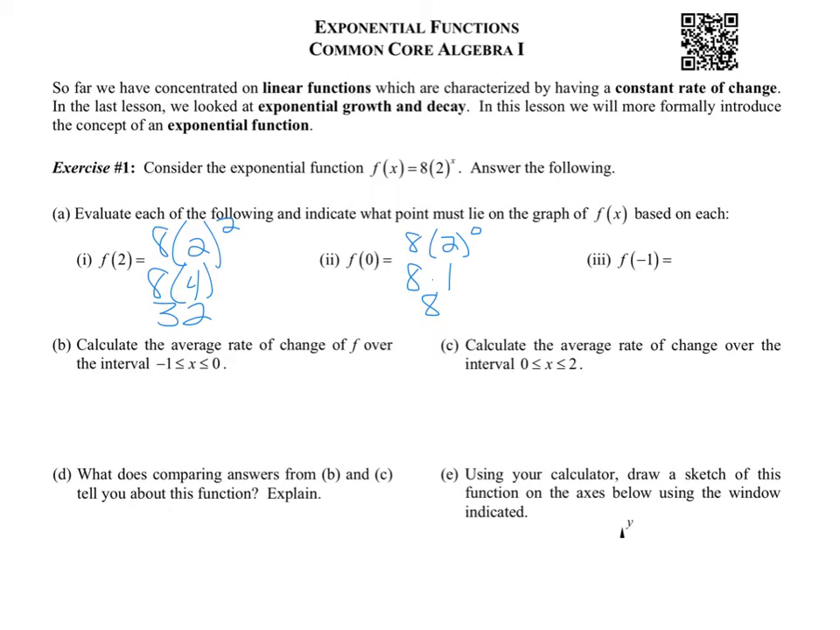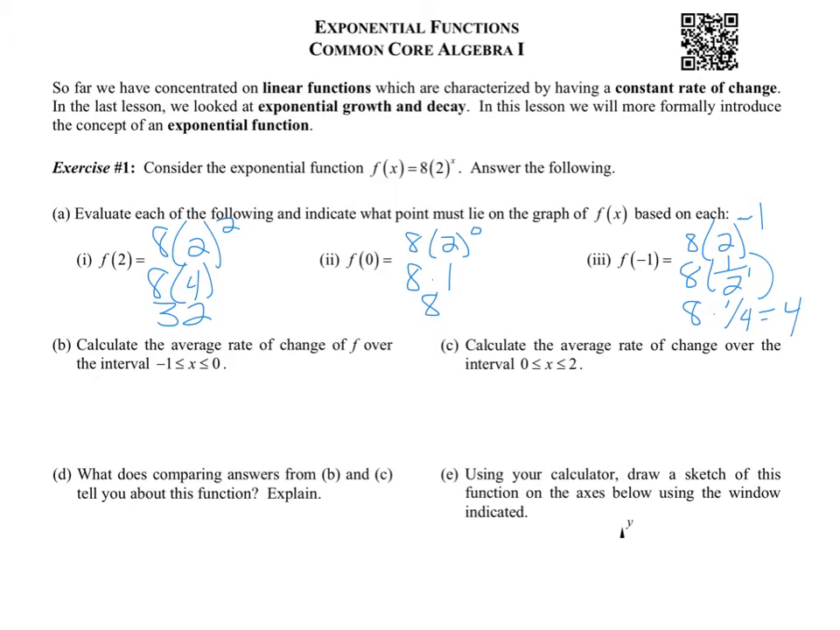Triple I here, f of negative 1. So I'm going to have 8 times 2 raised to the negative 1 power. Remembering that we don't like negative exponents, I'm going to take that 2 raised to the negative 1 power and put it as 1 over 2 to the first power. So 8 times 1/2 ultimately is going to give me 4.